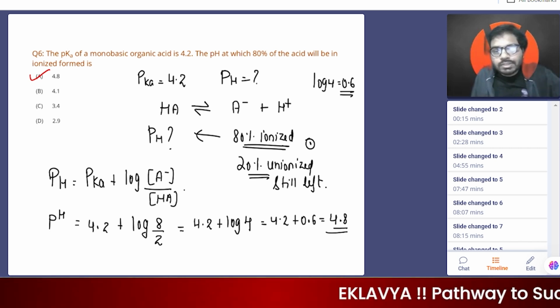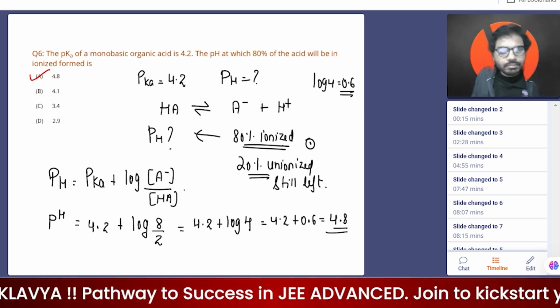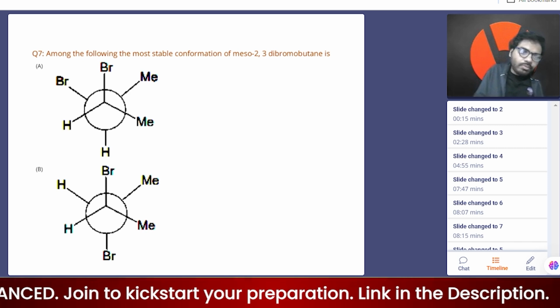So we just have to put the value of the ionized and unionized form, and that is the only important part. And our final answer will be 4.8. Okay, moving to the next question here.